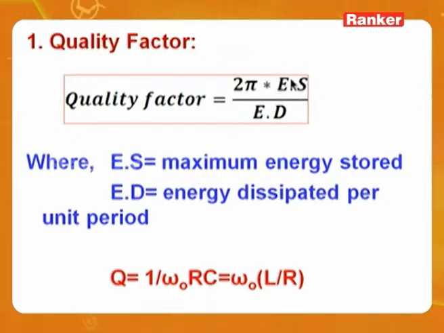Energy stored should be more if the inductor is good. Energy dissipated should be 0. If energy dissipated is 0, that means the resistance is not there, then the quality factor is infinity. So quality factor can go up to infinity ideally. But practically quality factor is always between 10 and 100. It cannot go beyond 100. The whole world is struggling for this.